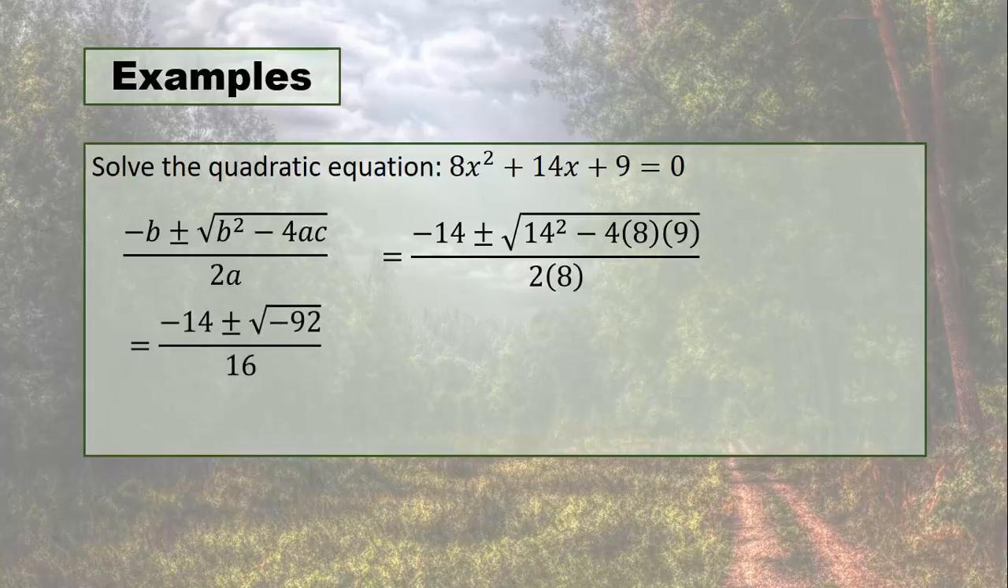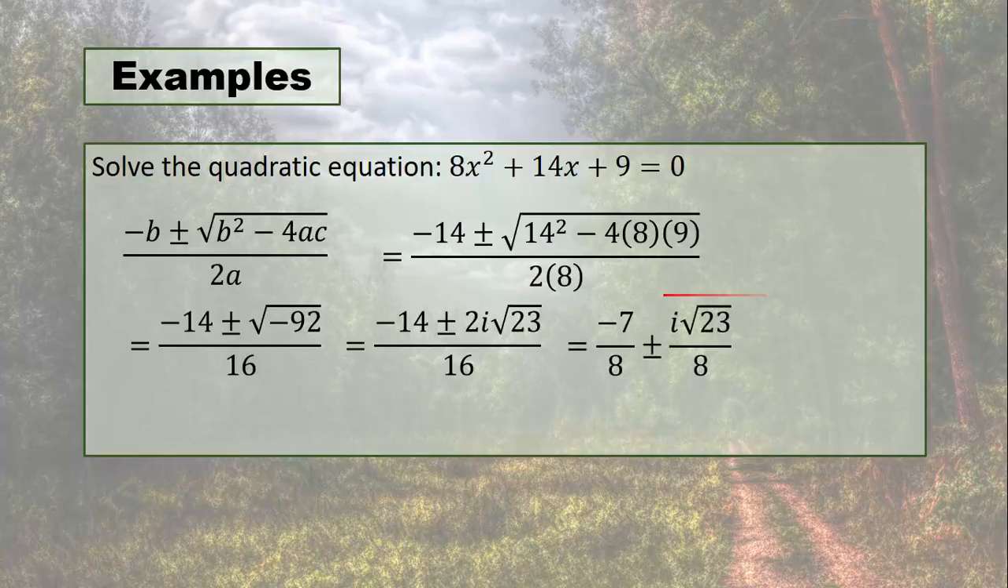Okay, 92 can be broken down. What goes into 92? 4 does. Okay, we can reduce everything because everything's divisible by 2 to get this. Now, one thing I want you to recognize here, we got an answer that is negative 7/8 plus or minus i square root of 23 over 8, okay? Doesn't really strike anything in us that would be of significance.